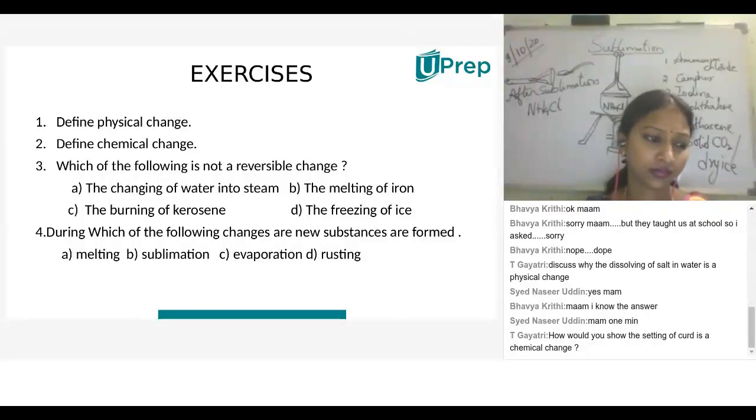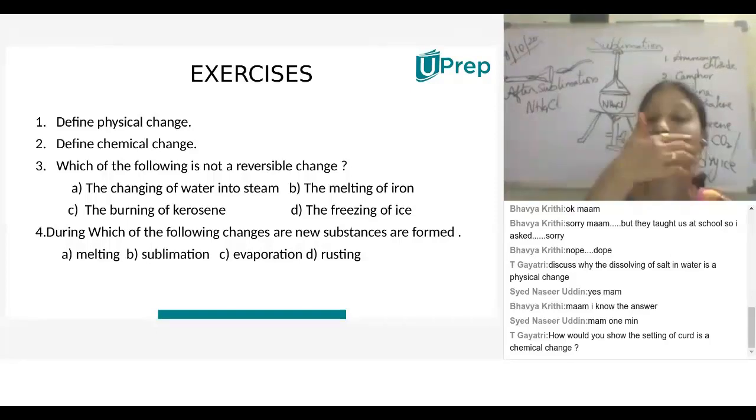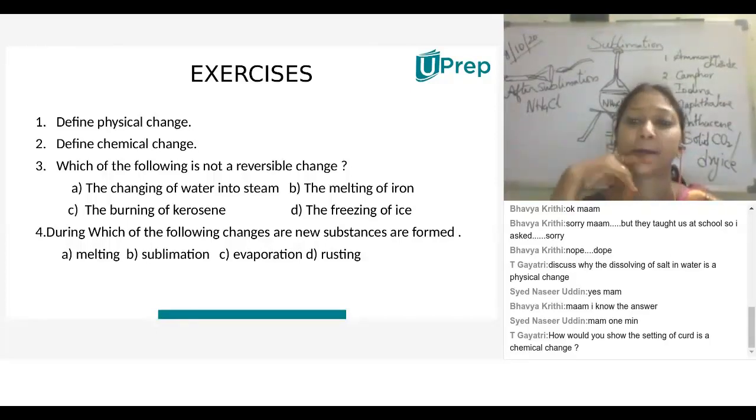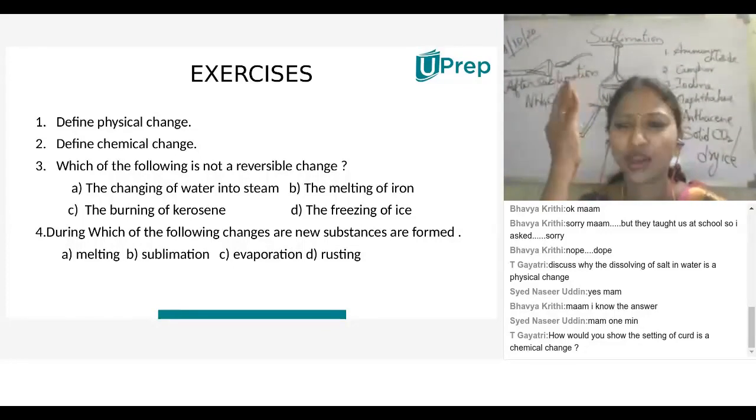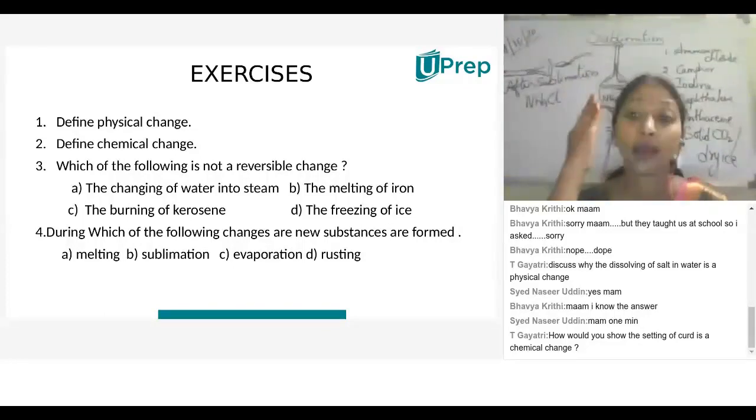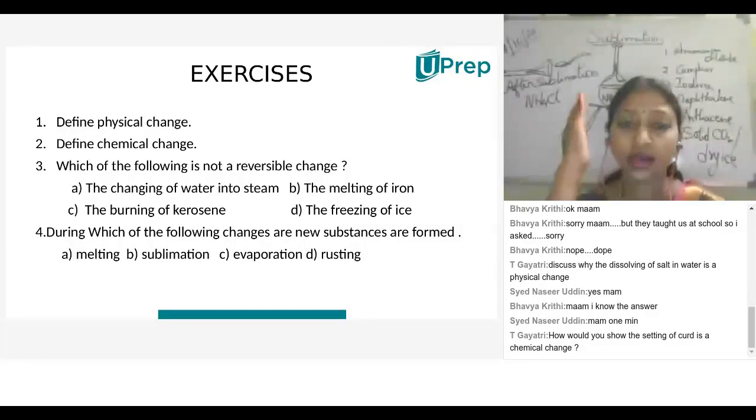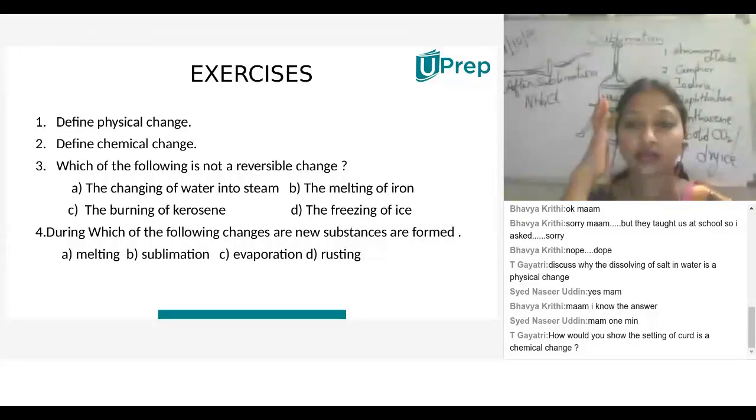Ma'am, can I tell? Yeah, Bhavya. Ma'am, when we burn a candle, the wax melts, so then we get the candle back. It's not about boiling. Burning and melting of candle wax. Yes, ma'am, because when it melts, we get the wax back, and when it burns, we get ash.